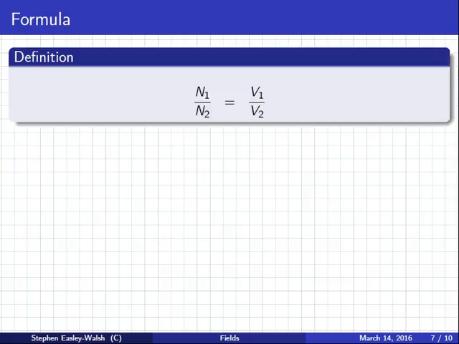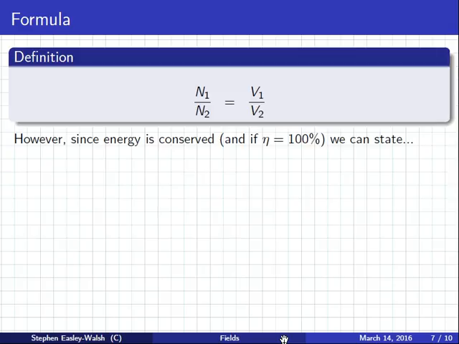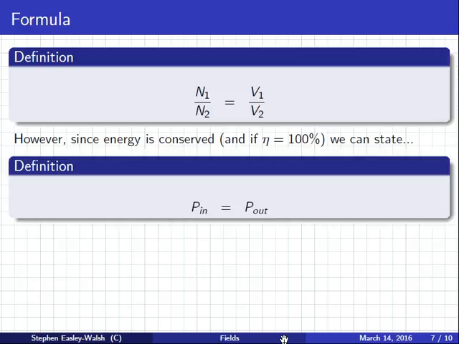Another important thing about transformers: the energy is conserved. So the power that goes in must equal the power that goes out. Now that's important, okay? Look. Do you remember the formula for power? What's the formula for power? P equals work done over time.